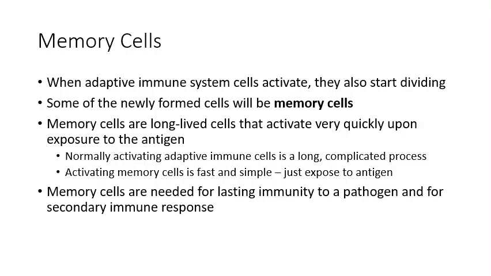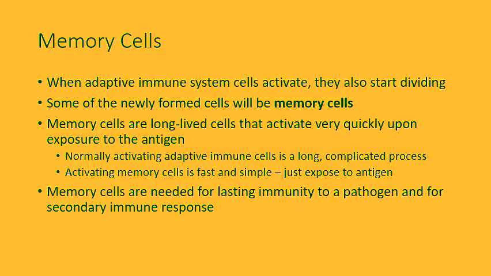A memory cell is not active right now. Its only job is to live a long time and remember what the pathogen looks like, or what that antigen looks like. This is the basis for your immune system's ability to remember things from the past. When you are infected with a pathogen for the second time, you have memory cells for the antigens of that pathogen. The memory cells will activate really quickly and easily, and you'll have a really fast, strong adaptive immune response.